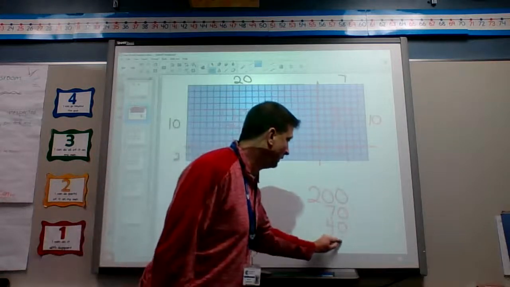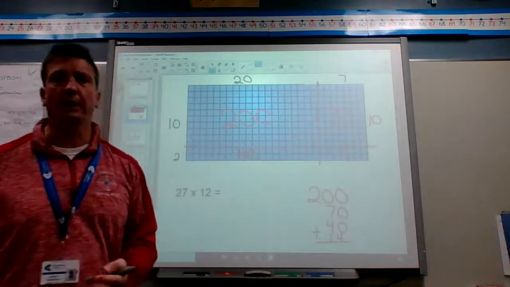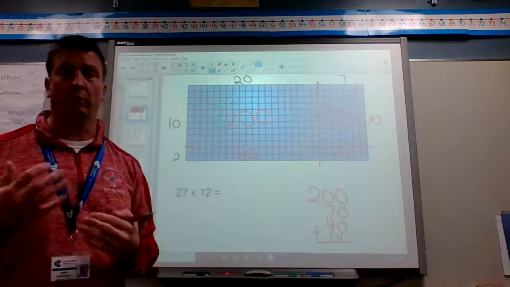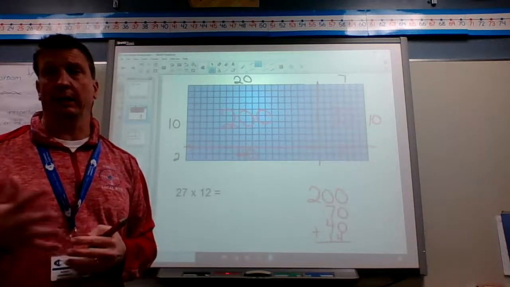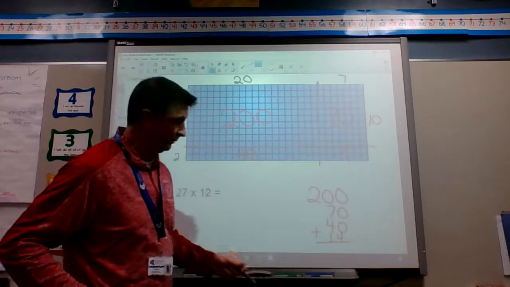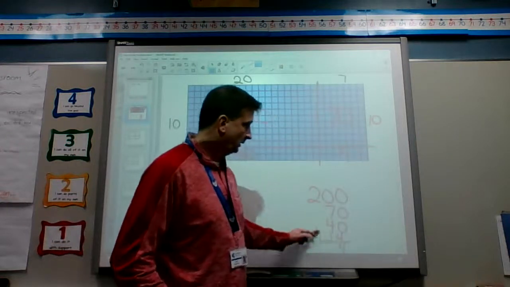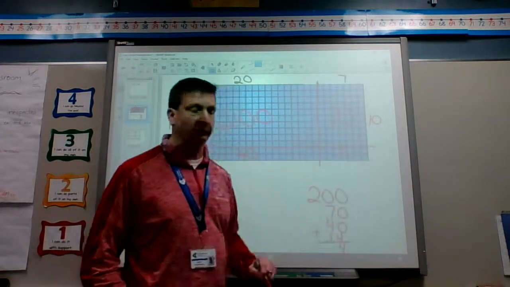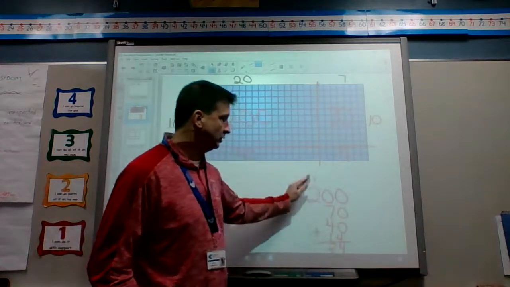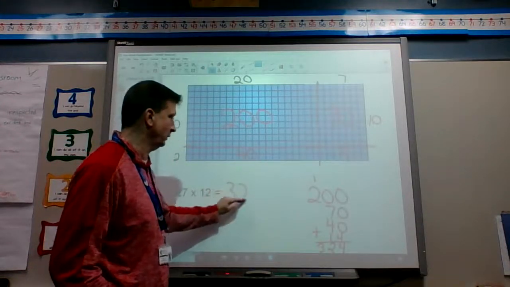So now if I look at all of those, and I'm going to add them all up, then I'll be able to find the area of 27 times 12. Or in other words, I can calculate that math problem as a multiplication problem using this area model. So I have 0 plus 0 plus 0 plus 4. I have 1 plus 4 is 5. 5 plus 7 is 12. And 2 plus 1 is 3. So the answer is 324.